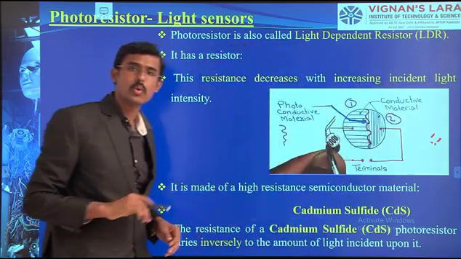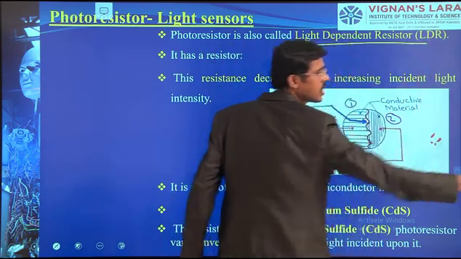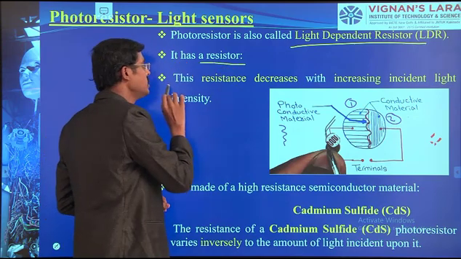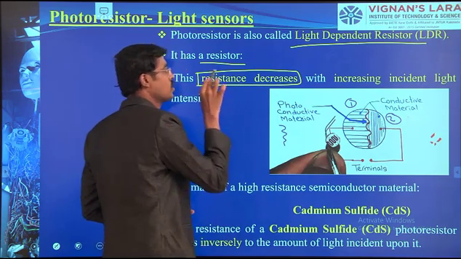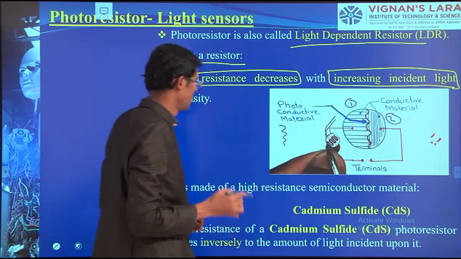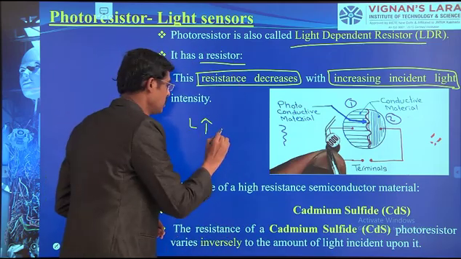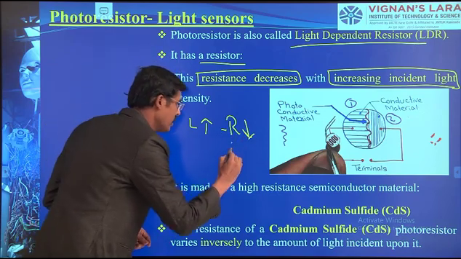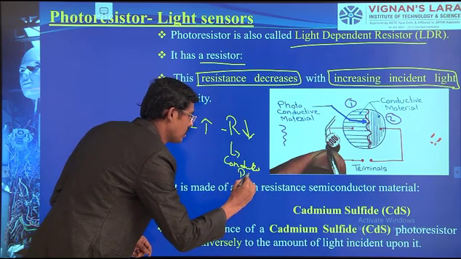It is also known as a light dependent material because when light falls on it, it loses its resistivity. Therefore, it is a light dependent material. The main point: this resistance decreases with increasing incident light. When the light increases, resistance decreases, therefore conductivity increases.